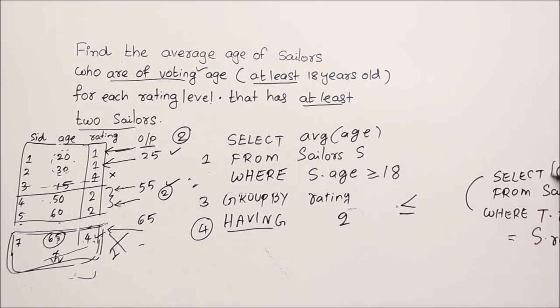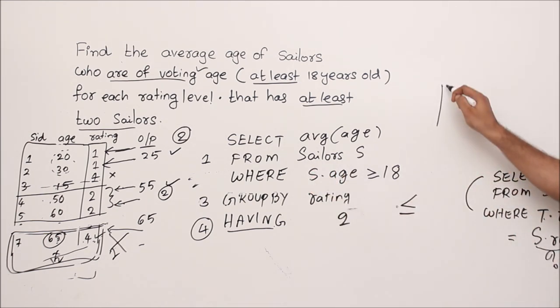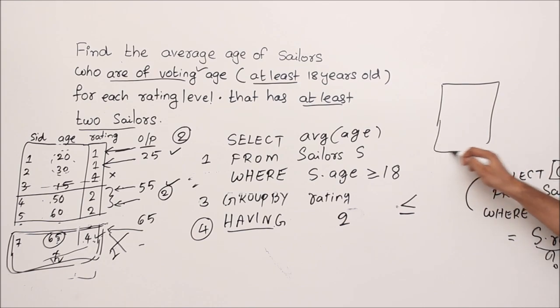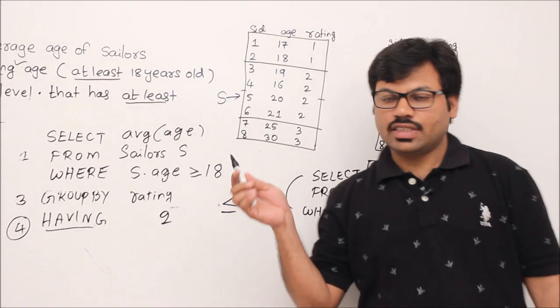We are counting the number of tuples from the sailors table whose rating equals S dot rating. What is this S dot rating? This is a correlated nested query. That S dot rating is coming from this one. So let's try to understand for one group. Okay, let's take some data here. Now we'll see why this query works.